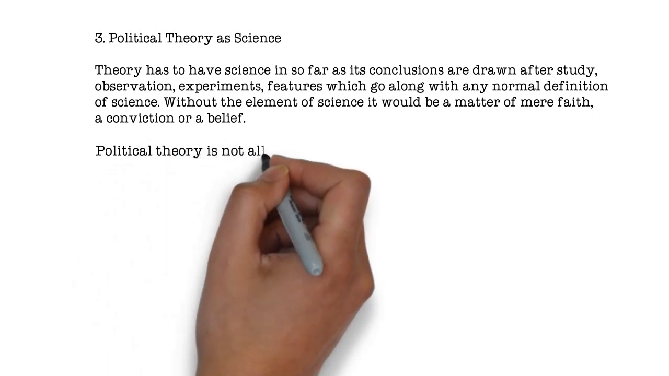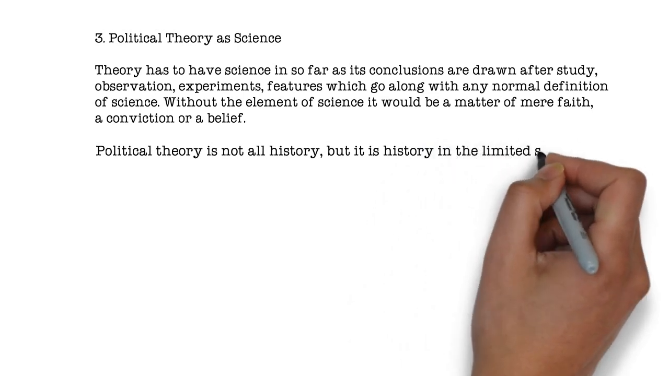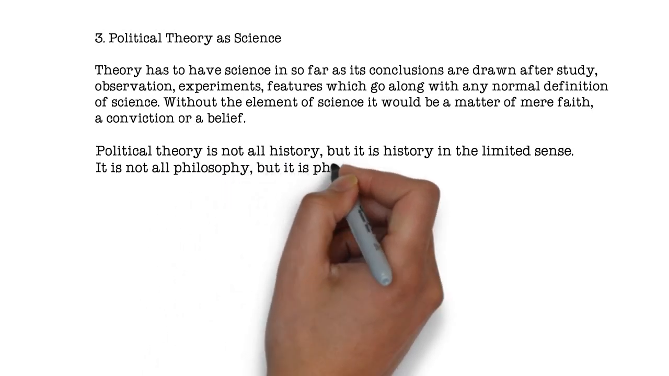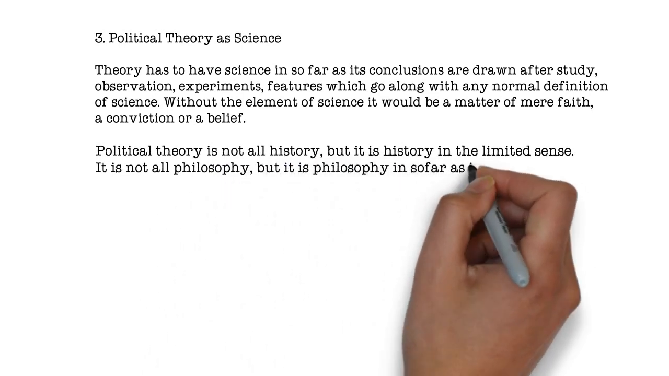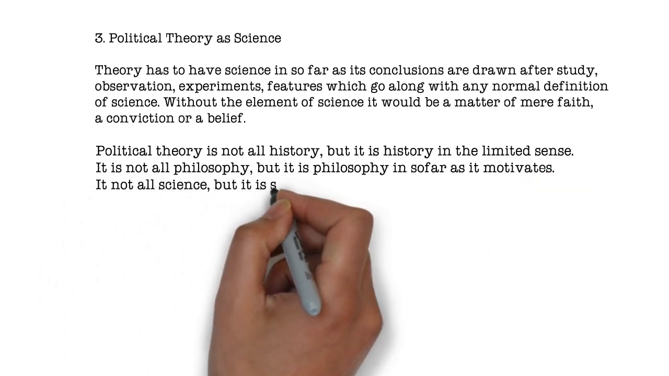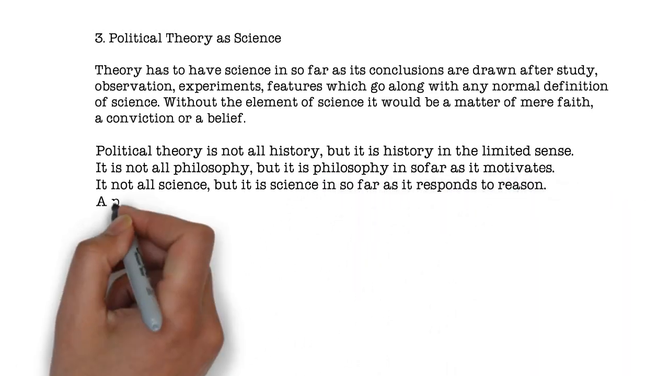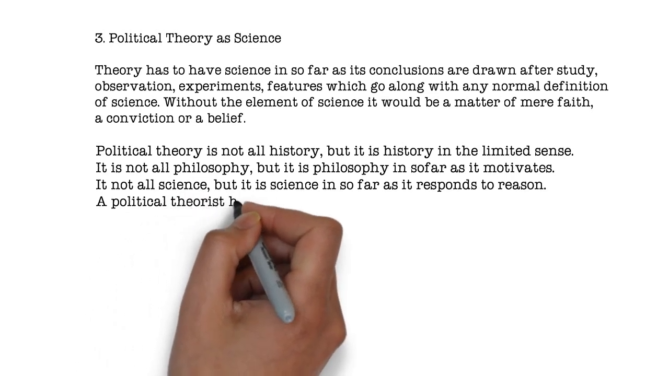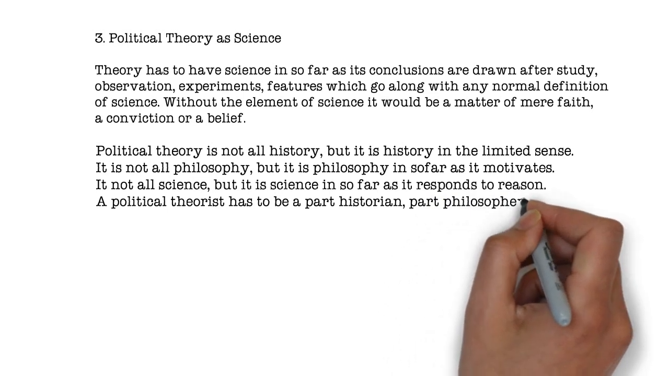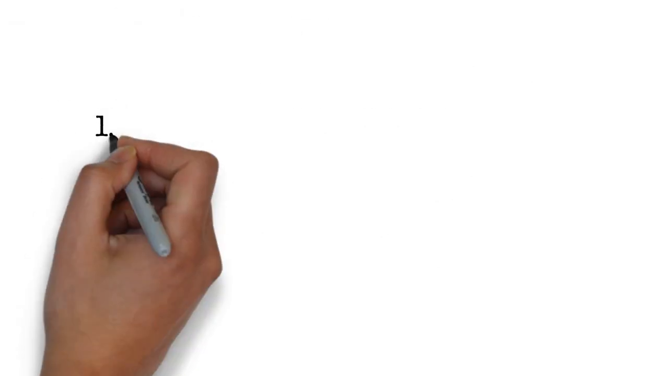So, in conclusion, political theory is not all history, but it is history in the limited sense. It is not all philosophy, but it is philosophy in so far as it motivates. It is not all science, but it is science in so far as it responds to reason. So, a political theorist has to be a part historian, part philosopher, and a part scientist.